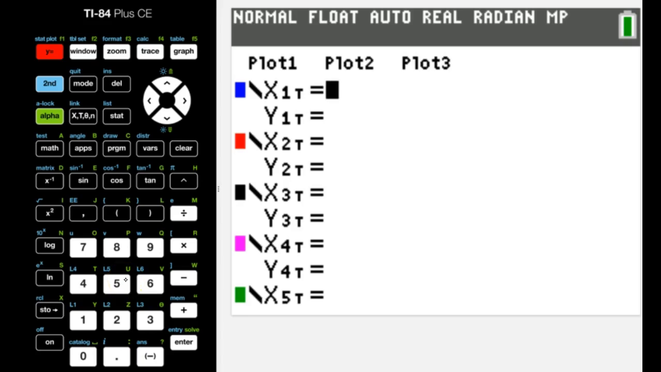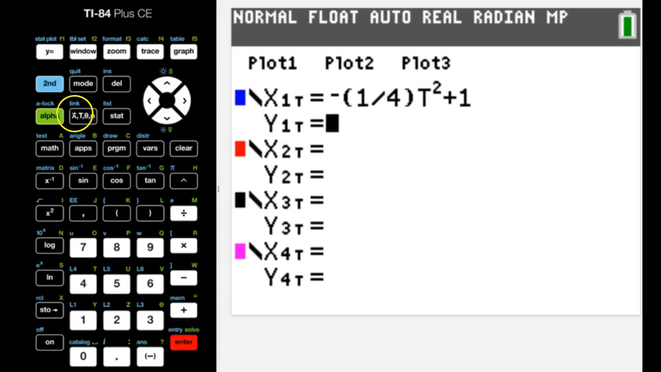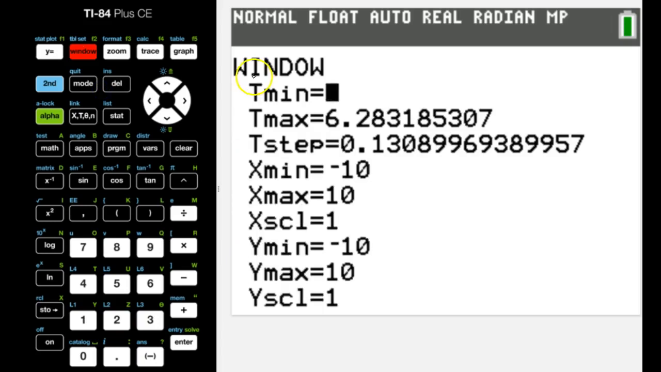So for our x equation, we had that x is equal to a negative 1/4 t squared plus 1. And for y, we had that was equal to t minus 2. So now we can see our window. I want to show you that it's going to go from 0 to 2 pi, and this is the step it's going to take, and it's going to have our standard window of -10 to 10 and -10 to 10 for the x's and for the y's.